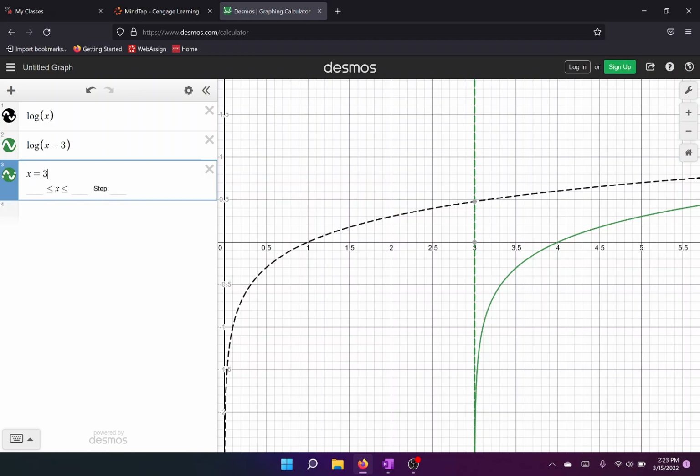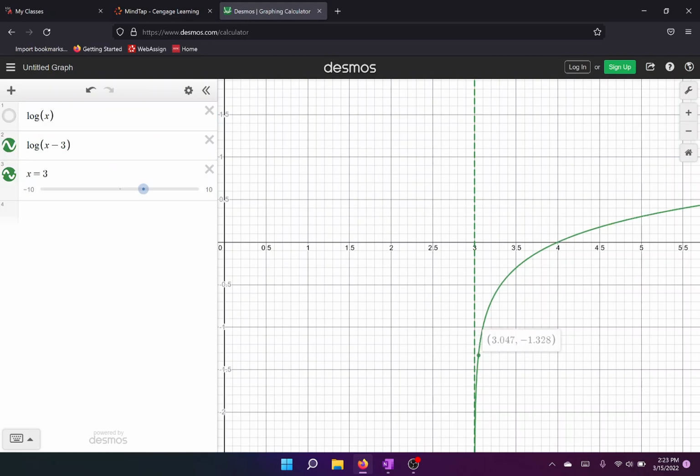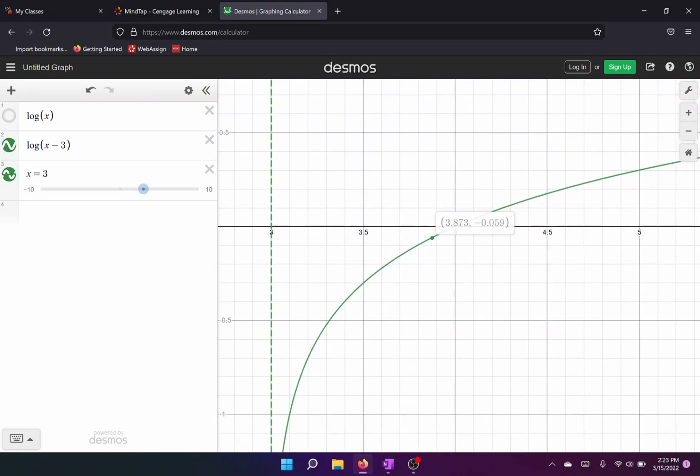X equals 3, and you can see that right here. So if I just turn off the parent function, I think now you can see how everything's working out here in terms of the horizontal shifts and everything like that, okay? So these are just kind of like the basics, okay?